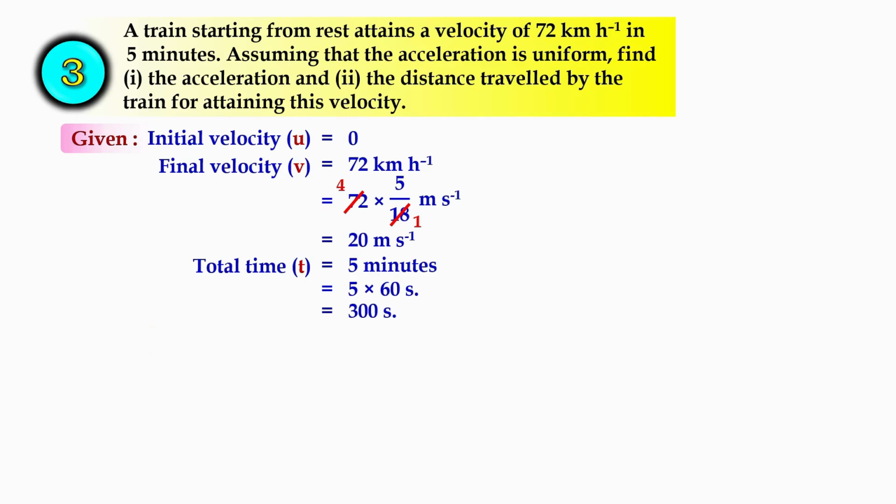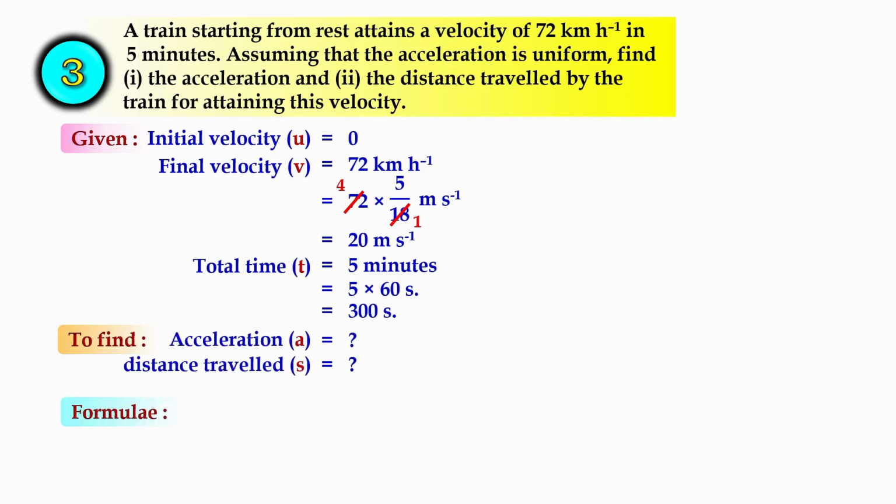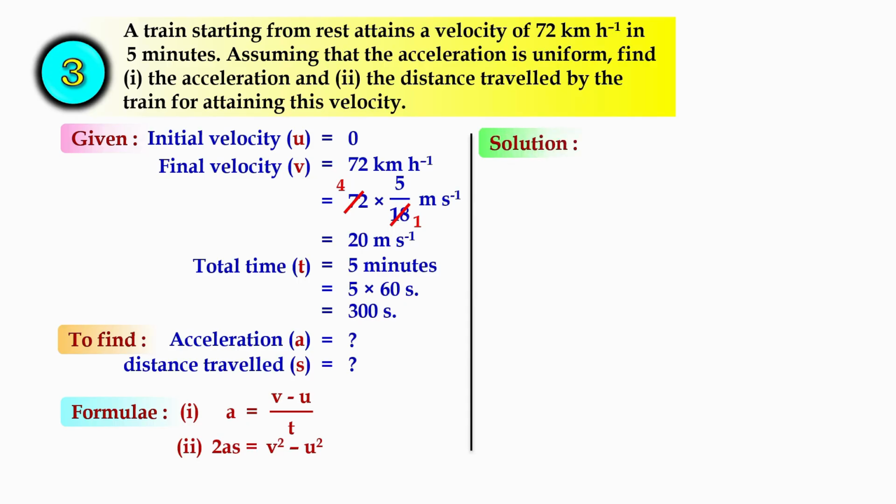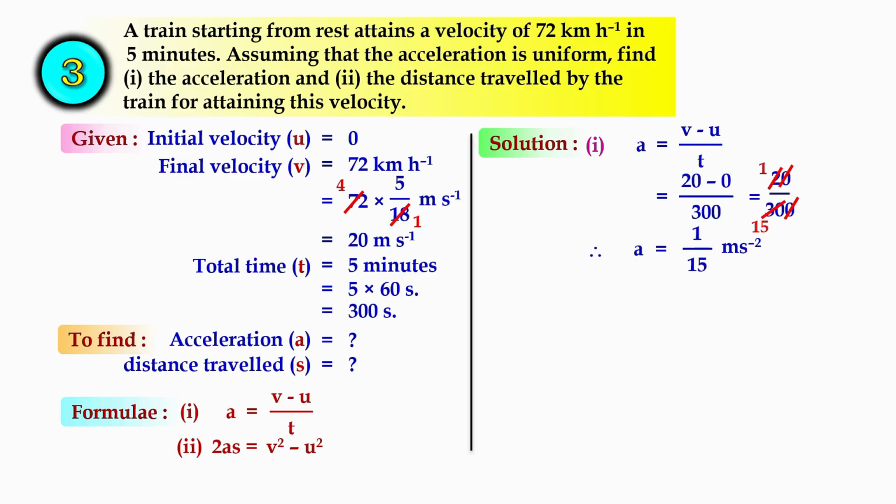Now let us calculate the acceleration. We use the formula: acceleration equals final velocity minus initial velocity divided by time. Substituting the values, we get acceleration equals 20 minus 0 divided by 300. So the acceleration becomes 1/15 meters per second squared.